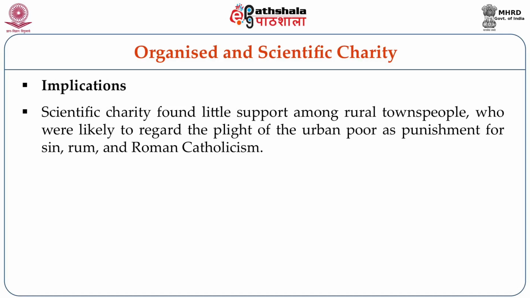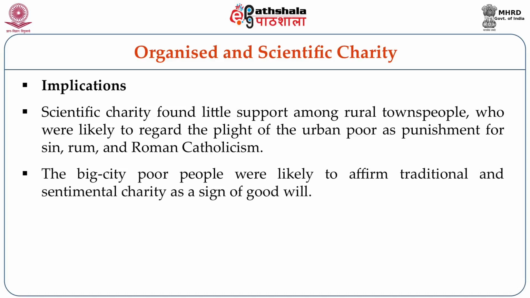What were the implications of these two forms of organized and scientific charity? One, scientific charity found little support among rural townspeople, who were likely to regard the plight of the urban poor as punishment for sin, rum, and Roman Catholicism that they criticized. The big city poor people were likely to affirm traditional and sentimental charity as a sign of goodwill.